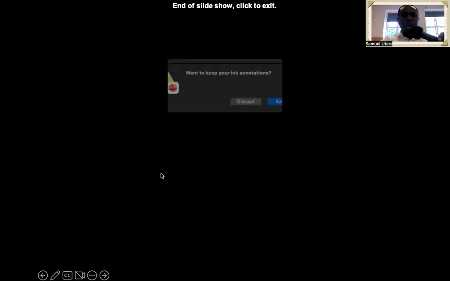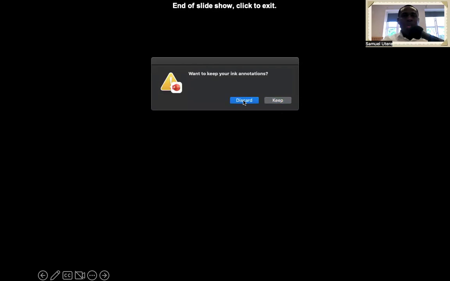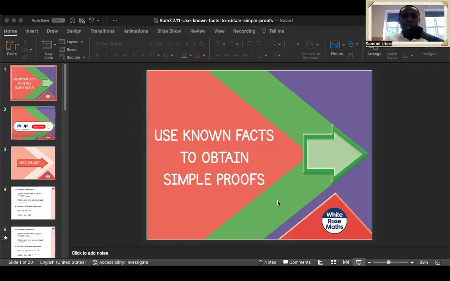And that brings us to the end of our lesson. In this lesson, you have learned how to use known angle facts to obtain simple proofs.